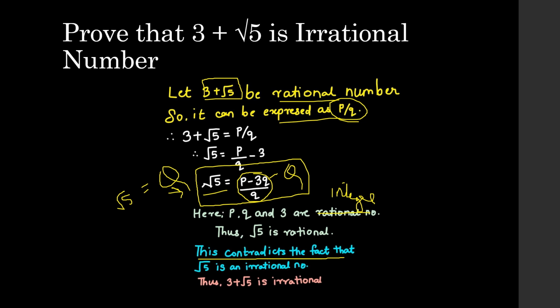Now to prove root 5 is an irrational number, we have to do another steps. Like in the previous video, we have proved how root 2 is an irrational number. In a similar way, we will prove root 5 is an irrational number. But in this sum, we'll directly mention it as a fact that root 5 is an irrational number. We'll not prove it again and make the sum lengthy.